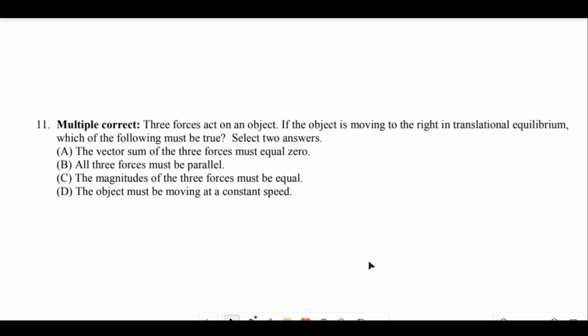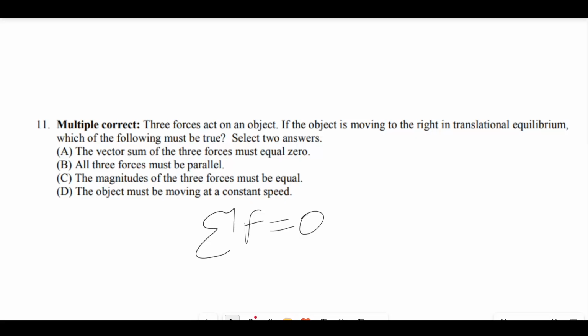It says that this is a multiple correct question, so three forces act on an object. If the object is moving to the right in translational equilibrium, which of the following must be true? So before looking at our answer choices, we know that this is about translational equilibrium. And in translational equilibrium, there is something that must be true. Equilibrium is when the sum of forces is going to be equal to zero, meaning all the forces acting on it are equal.